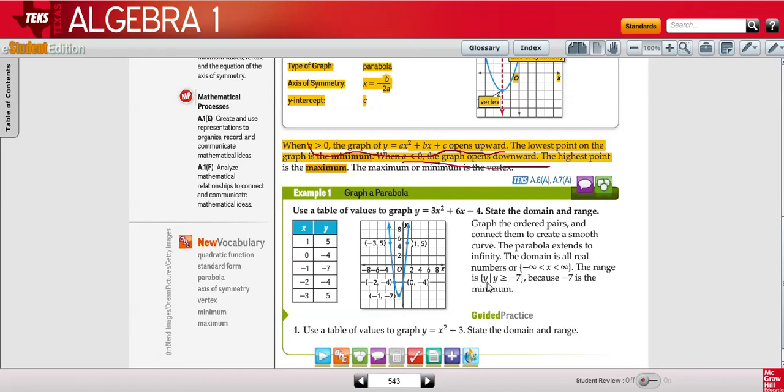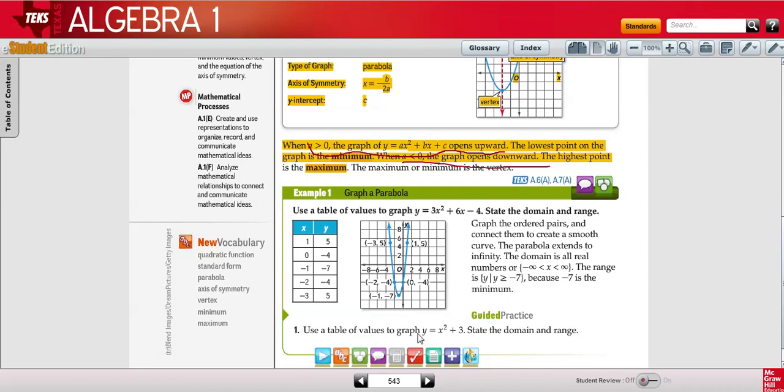The range is y such that y is greater than or equal to -7. So here, looking at your y values, our graph does not go below -7. Our y values are greater than -7, so when we write our range, it's y is greater than or equal to -7, because -7 is the minimum value.